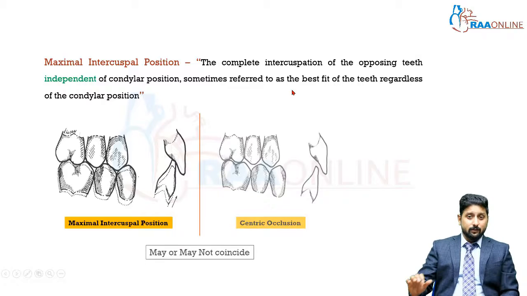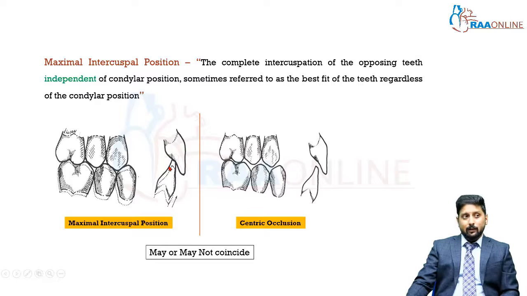Now, what is the difference between the centric occlusion position and the maximal intercuspal position? Basically, in centric occlusion, we saw that the mandible is definitely going to be in a centric relation position, and whatever the relationship of the upper and lower teeth is in that position is your centric occlusion. Whereas in maximal intercuspal position, whether the mandible is in a centric relation position or not, the teeth are definitely going to fit into each other.